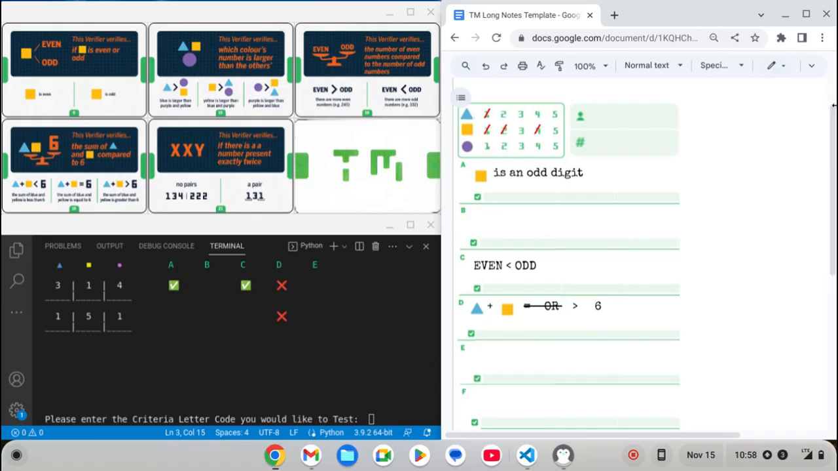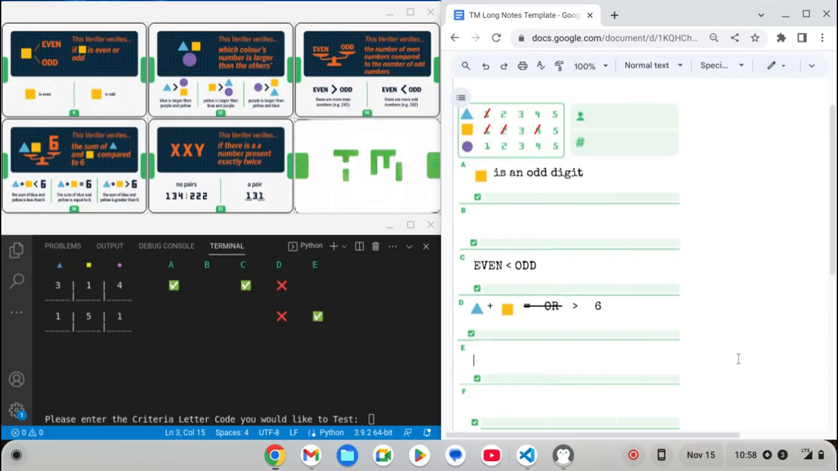What else? Well, let's go ahead and test criteria card E. Okay, so it does approve of the fact that there should be a pair. I do have a pair in my proposal, and the Turing Machine gives me a check. So yeah, there is a pair.